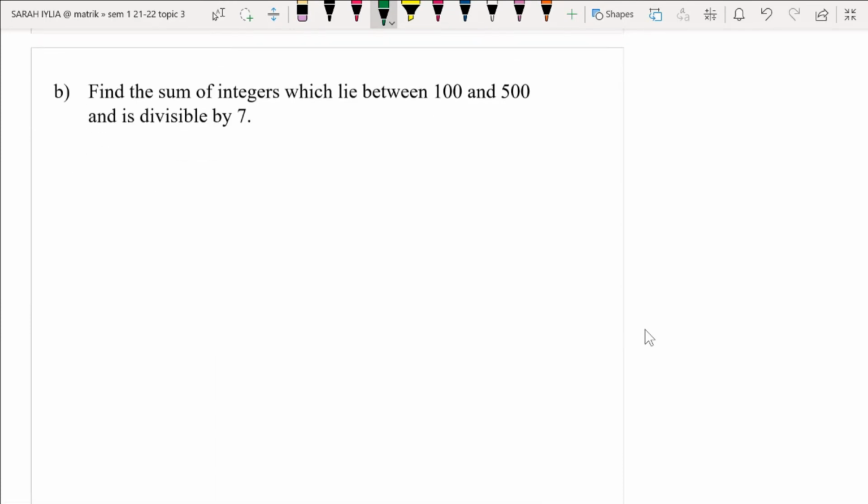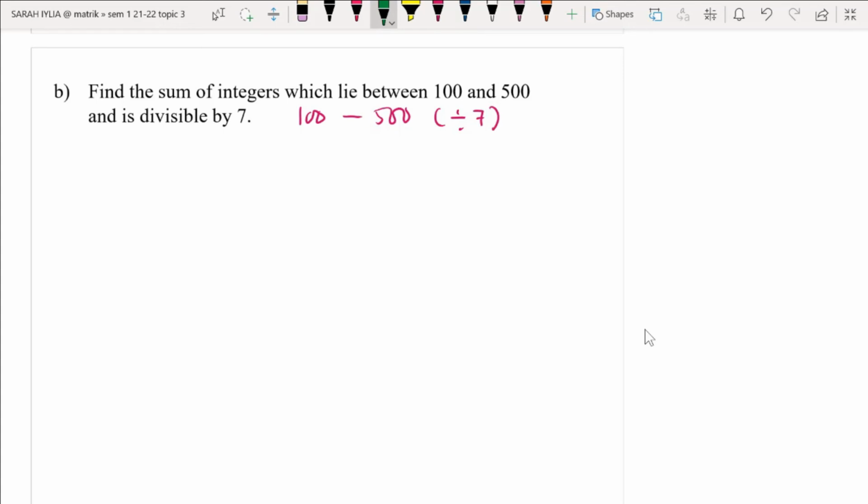Okay, up sikit soalan. Find the sum of integers. Dia suruh cari sum, tapi sum yang keberapa dia tak bagi tahu. Syarat dia lies between 100 up to 500 and divisible by 7. Nombor tu antara 100 sampai 500, and then mesti boleh dibahagikan dengan 7. Divisible by 7 tu maksudnya bila bahagi 7 kita dapat jawapan whole number. Kita tak dapat jawapan fraction. Okay. 100 tak termasuk, so kita kena cari nombor lebih besar daripada 100 yang boleh bahagi dengan 7.